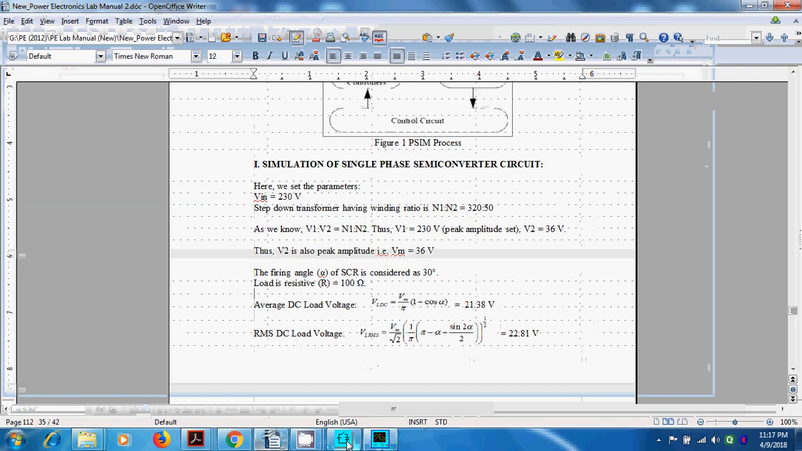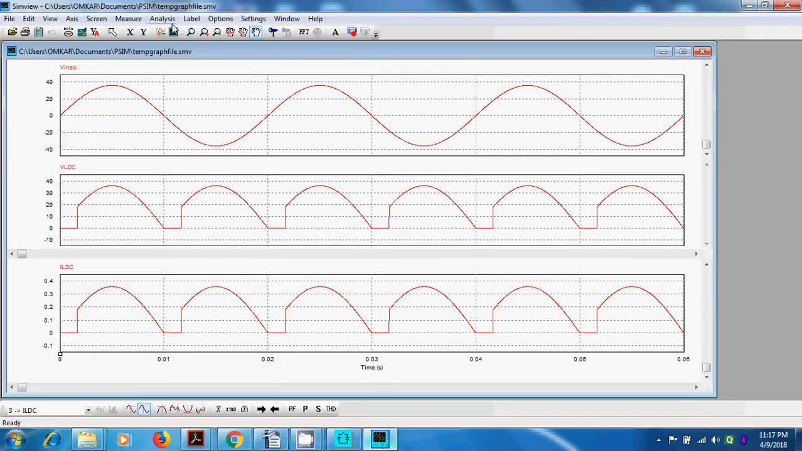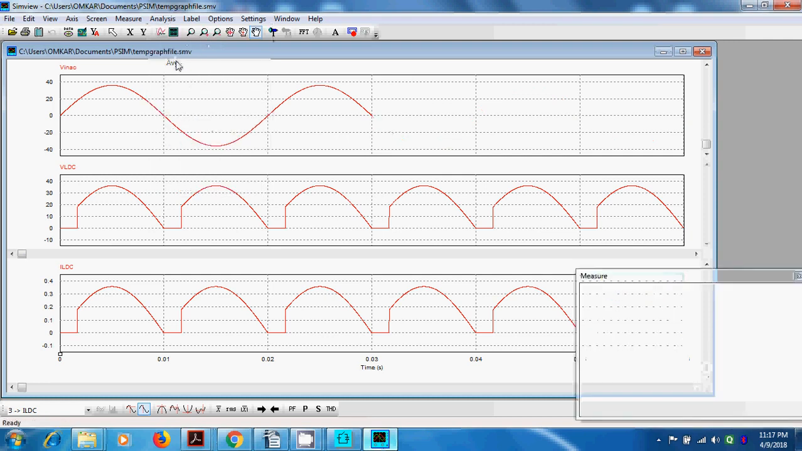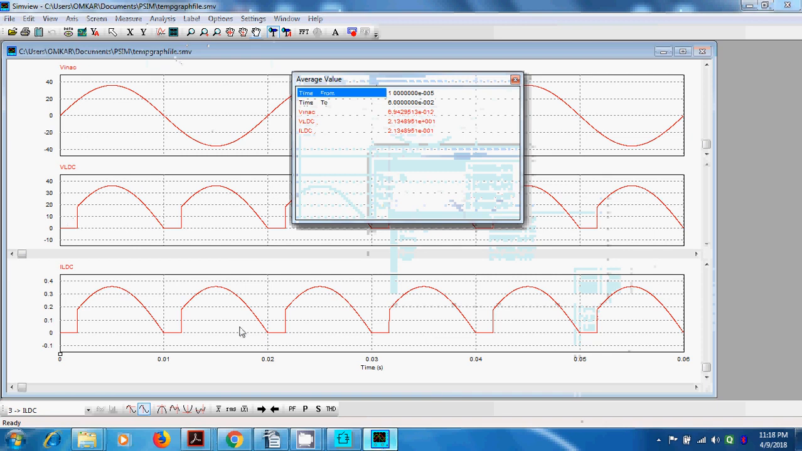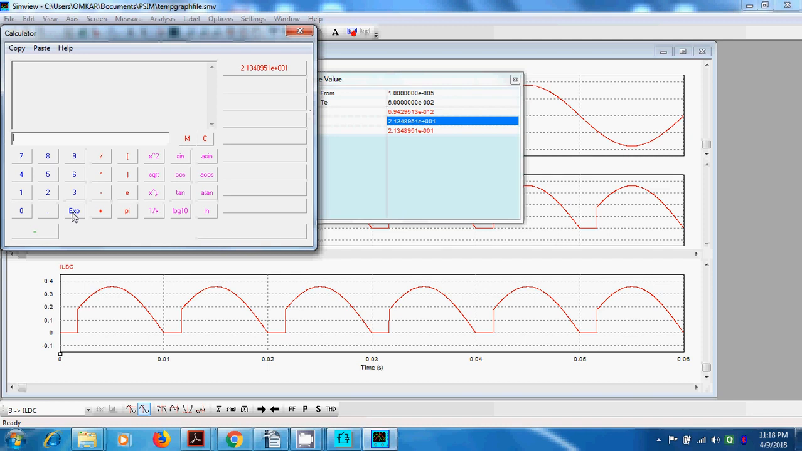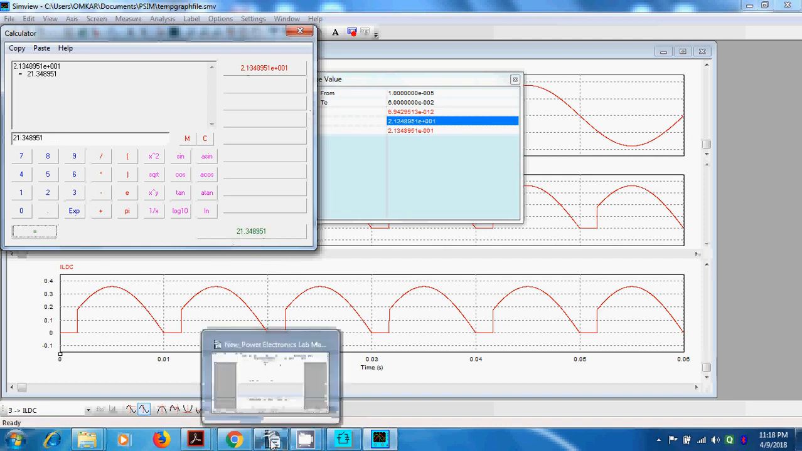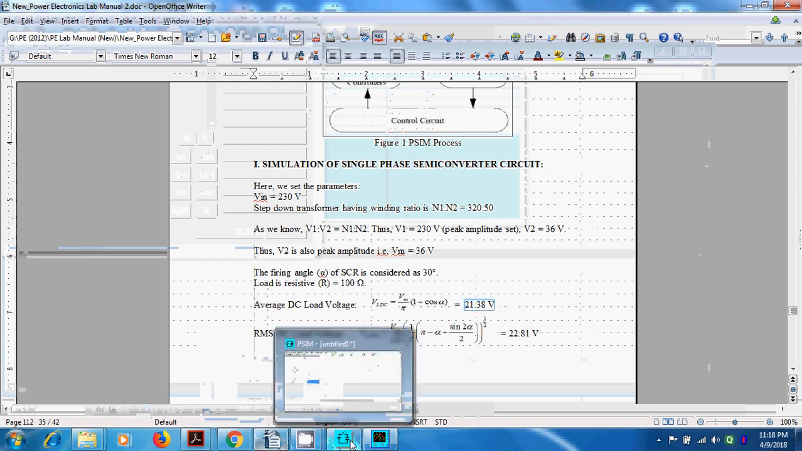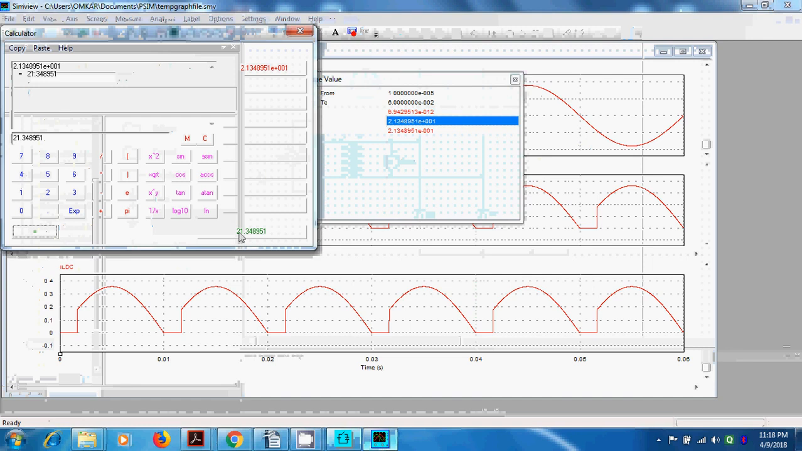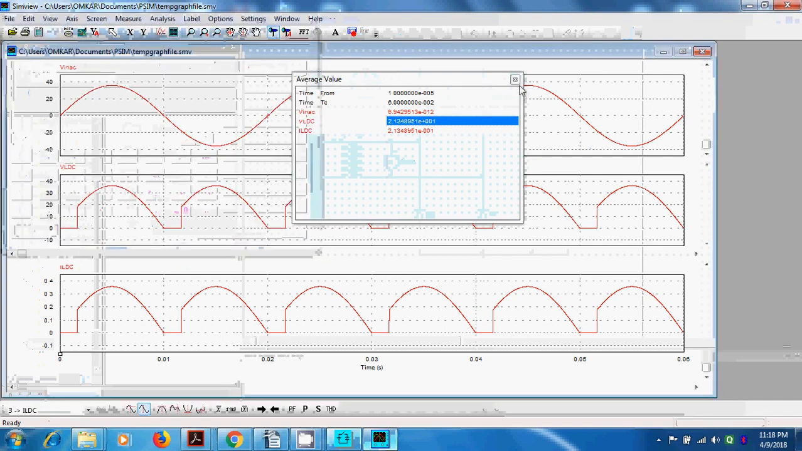Now I want to measure the average DC voltage, which theoretically is 21.38. Now let us see what the practical value is. So go to analysis and find out average. It will give the average of all, that is V in AC, then VLDC and ILDC. My concern is VLDC, my average DC voltage. If you see, it is 21.34, and theoretically it is 21.38, so very near. This is my first reading, where I have compared the theoretical value with the simulated value of average DC load voltage.